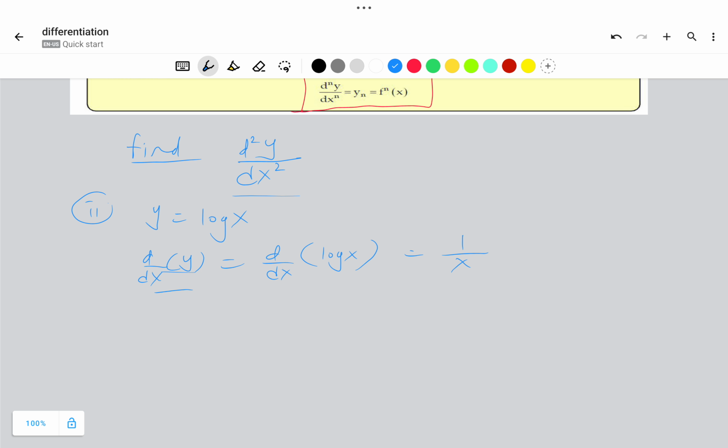Now again, for this first derivative, we will be differentiating. So this would be d square y by dx square, which is equal to the derivative of 1 by x. As we know, the derivative of 1 upon x, we can solve it like the derivative of x to the power minus 1, which is minus 1 upon x square. So this is the second order derivative of log of x.